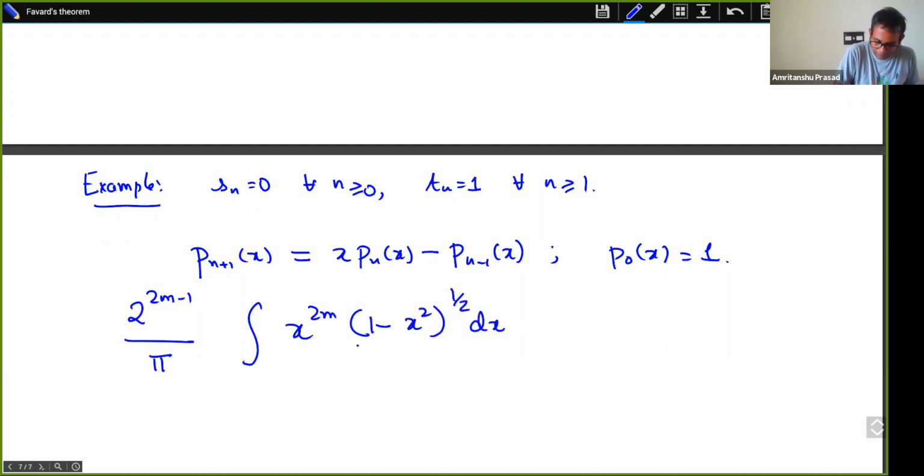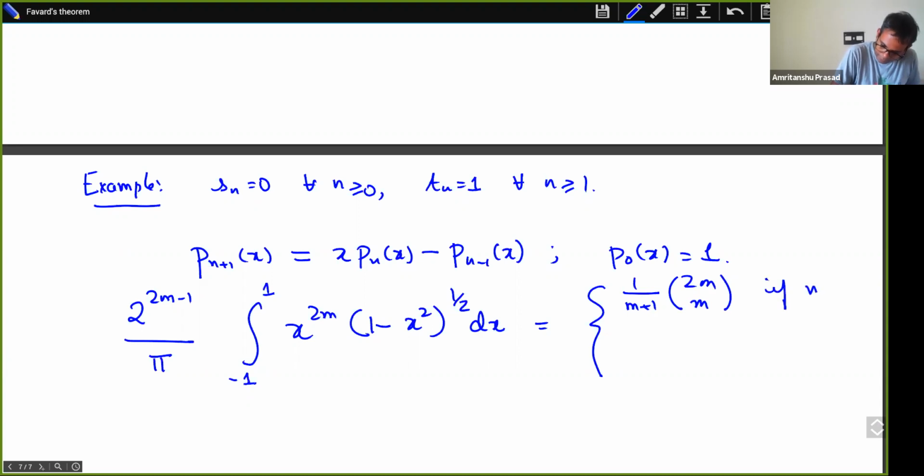So you do this by substituting x equals sine theta. This is an integral from, I guess, minus 1 to 1. So you substitute sine theta and it becomes an integral from minus pi by 2 to pi by 2. This is equal to 1 over m plus 1 times 2m choose m, which is the standard Catalan number if n is equal to m, and is 0 otherwise.